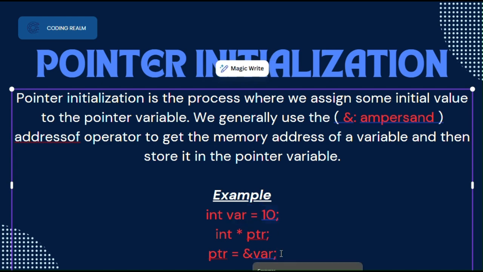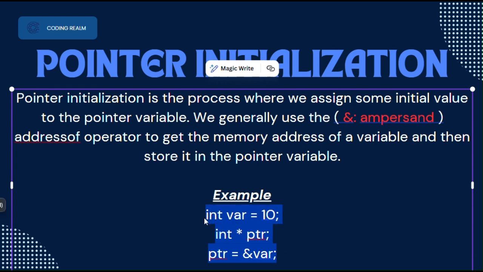We can also declare and initialize the pointer in a single step. This method is called pointer definition, as the pointer is declared and initialized at the same time. Look how. I need to write these three lines in one line. In this line, I need to declare and initialize the pointer at the same time.